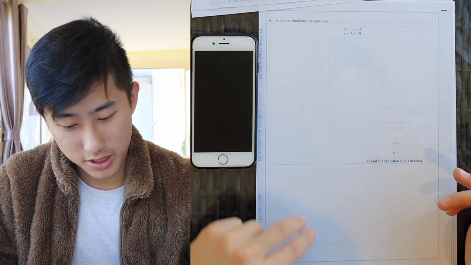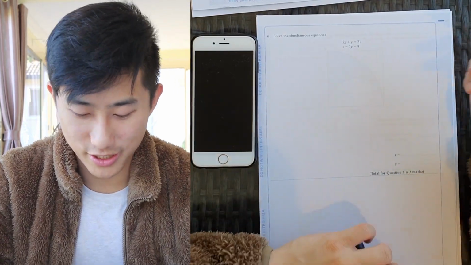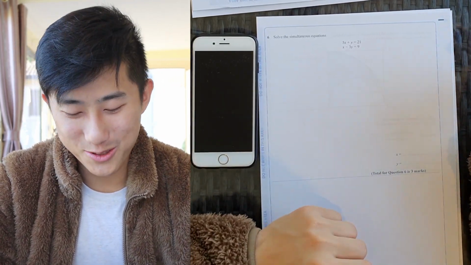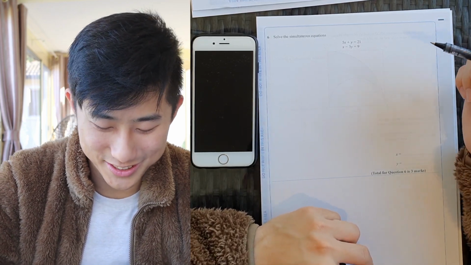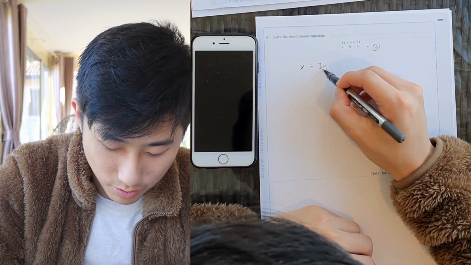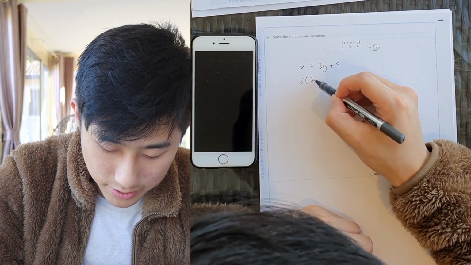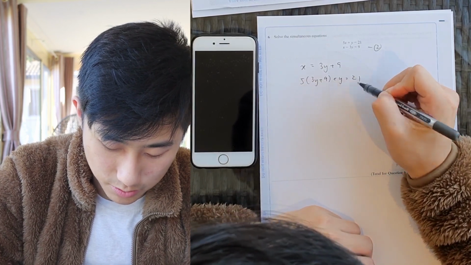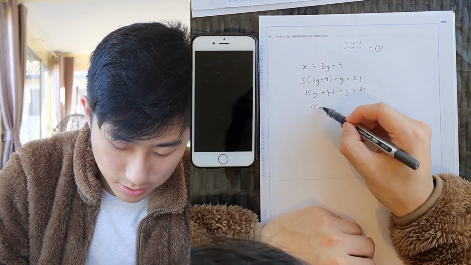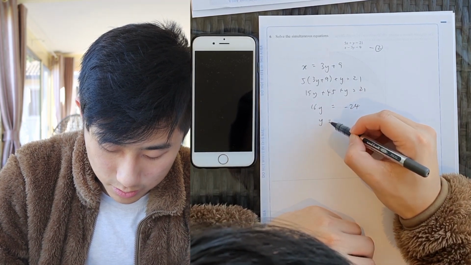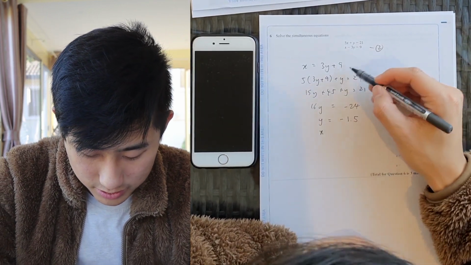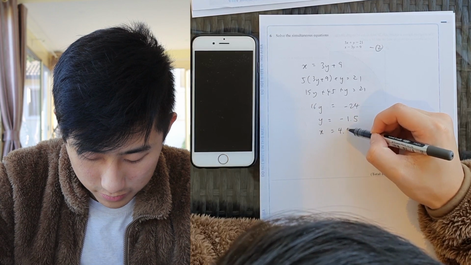Okay, we're up to question 6. Solve the simultaneous equation. Yeah, this is what we learned in year 7 from Australia. Wow, I really wish I did high school in the UK now. So using the second equation, we get x is equal to 3y plus 9. So 5 times (3y plus 9) plus y equals 21. 15y plus 45 plus y equals 21. 16y equals negative 24, y equals negative 1.5, right? And then that means x using that equation is equal to 4.5.